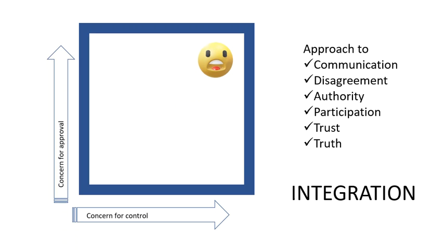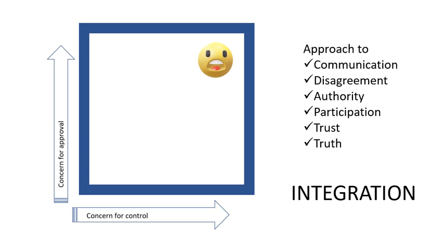Now, if I'm your principal and I have a high level of concern for control and a high level of concern for approval, then I'm able to integrate my work with the work of my faculty. Now, there's nothing wrong with high control and high approval. Both are fine as long as they're used in conjunction with each other and not one at the expense of the other. And that's what this matrix tries to convey.